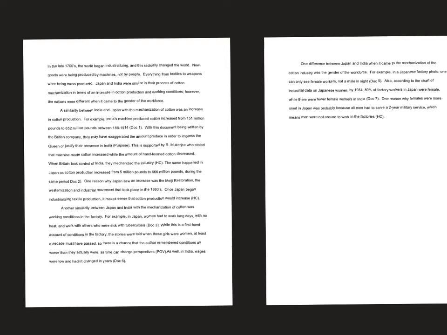So let's get started. When I'm grading, I always start looking for historical context because that should be the first thing I see in the intro paragraph. And right here, I do see an attempt at historical context. "In the late 1700s, the world began industrializing, and this radically changed the world. Now, goods were being produced by machines, not by people. Everything from textiles to weapons were being mass-produced."